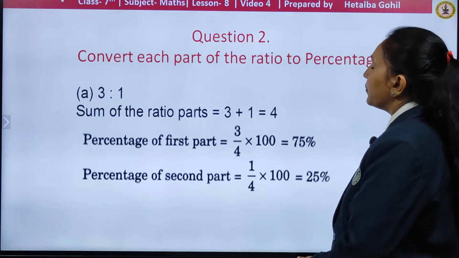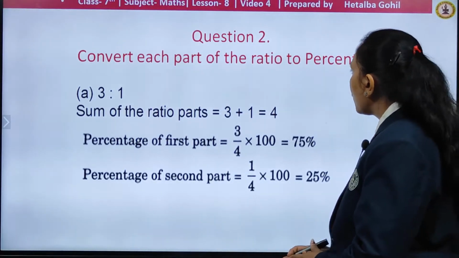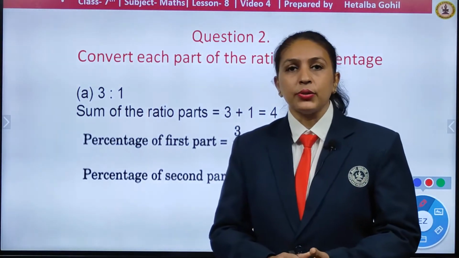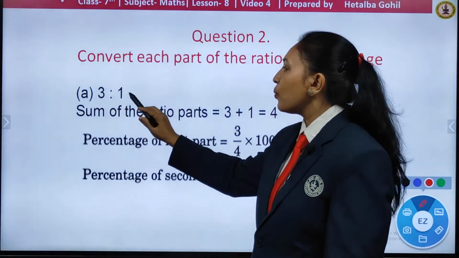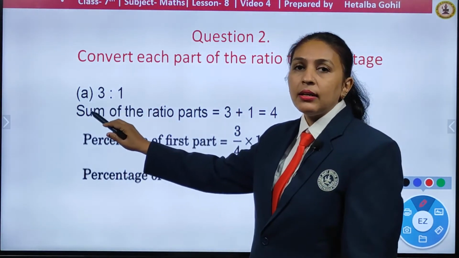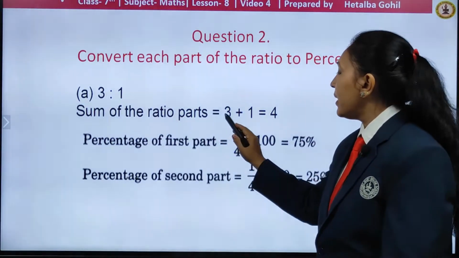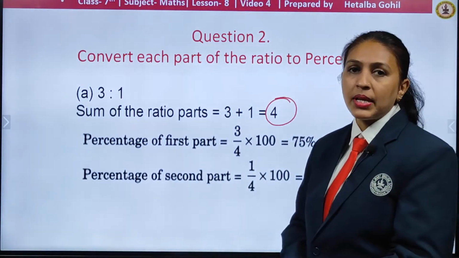Question number 2. Convert each part of the ratio to percentage. Now, the given ratio we have to convert into percentage. The first one given to us is 3:1. First thing we will find the total number of parts, that is the sum of the given ratio, that is 3 plus 1, we have 4. So, total sum is 4.